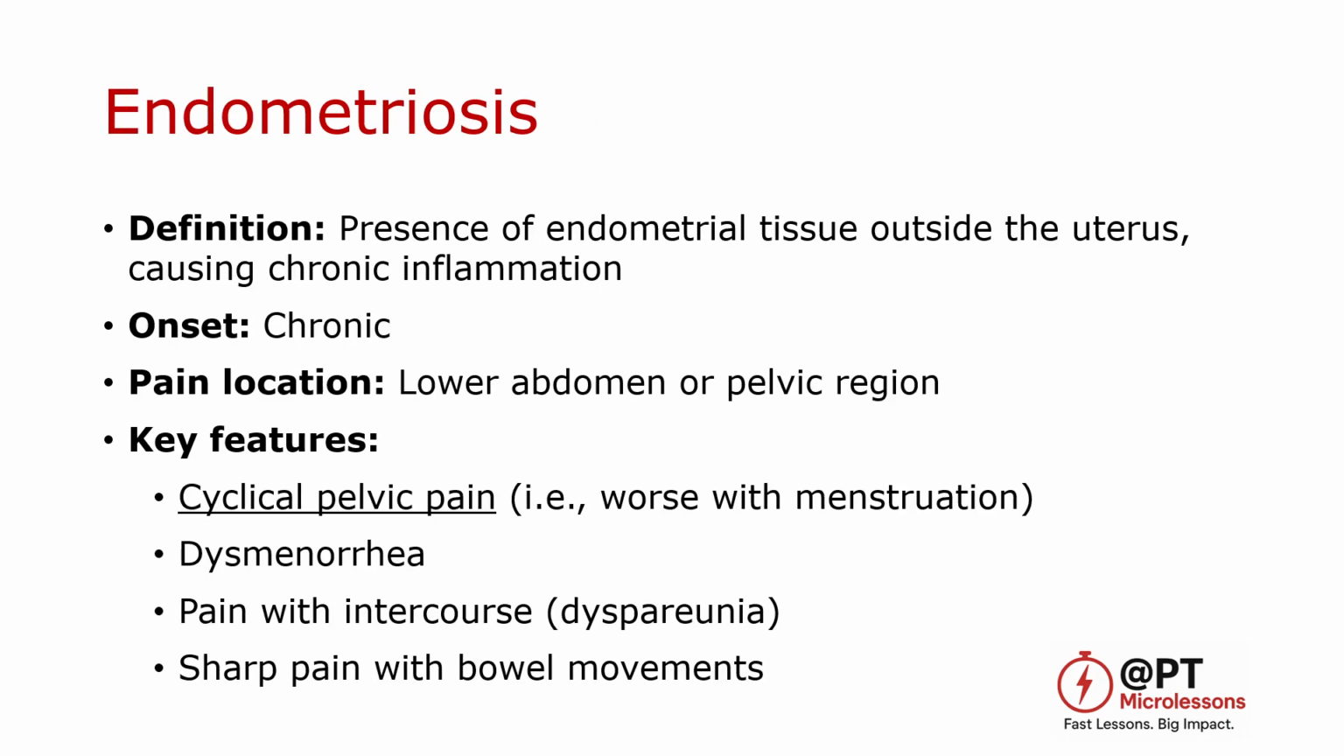Now, the other chronic condition we will cover is endometriosis. Endometriosis is a chronic condition where endometrial tissue is present outside the uterus. Pain is typically in the lower abdomen or pelvic region. What's important to understand is that symptoms are often cyclical, worsening with menstruation. Key features include dysmenorrhea, pelvic pain, and pain with intercourse, and it may also be associated with bowel movements if tissue involves the intestines or rectum. These cases require referral. The triad is cyclical pelvic pain, dysmenorrhea, and dyspareunia.